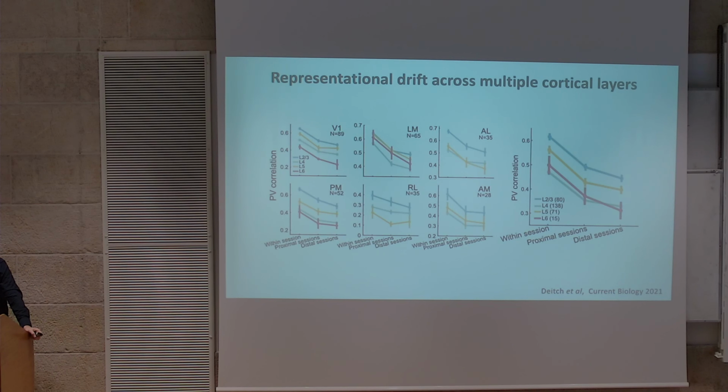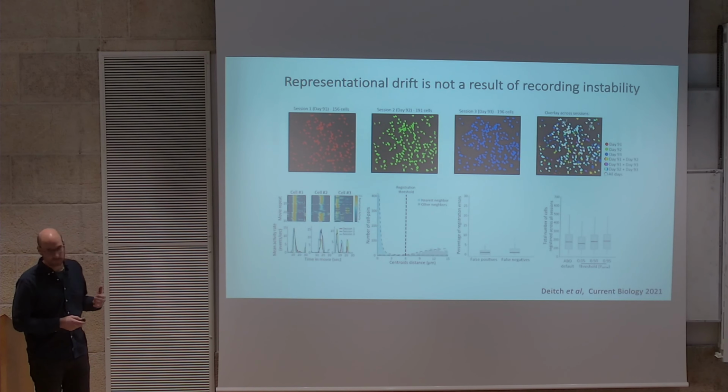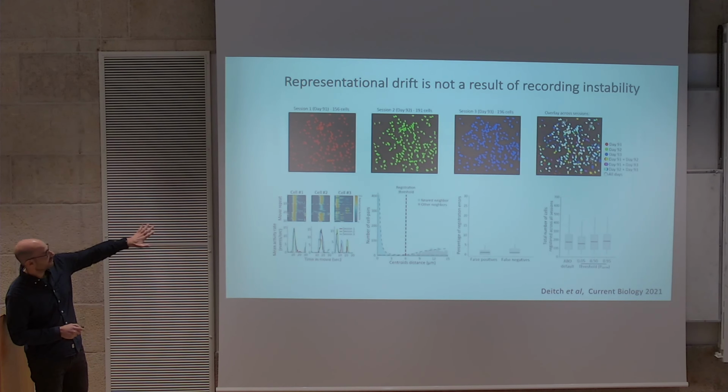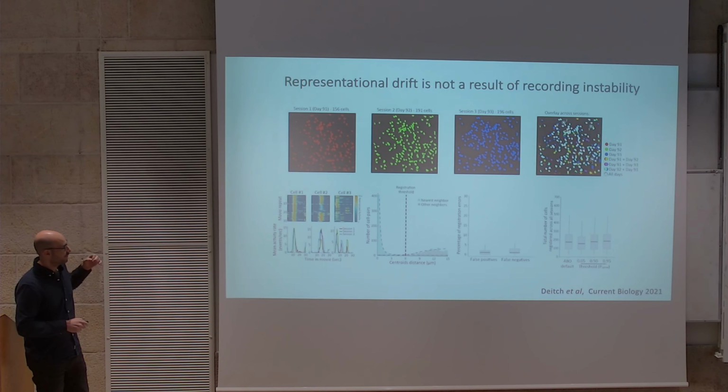So I can show you that we did many control analyses to show that the alignment is good. This is from the Allen Institute data. These are different sessions. We quantified the agreement using their methods of registration, and using our methods of registration. So I think we are very confident about this. This is actually very clean data.